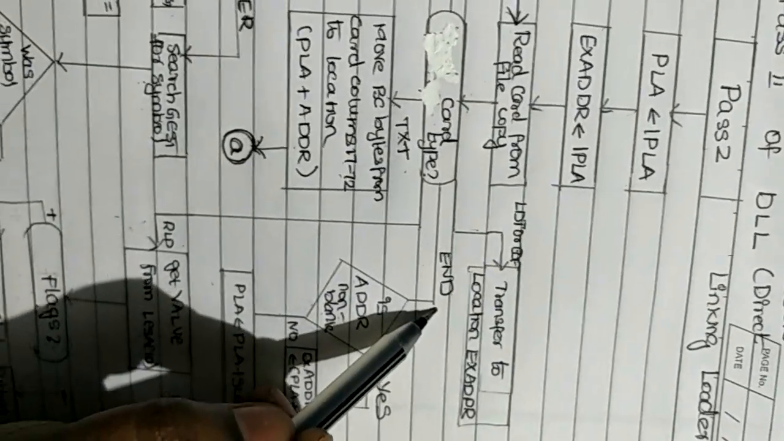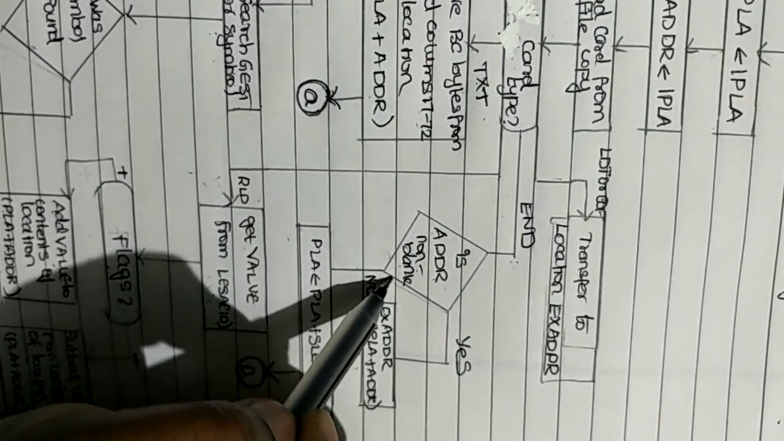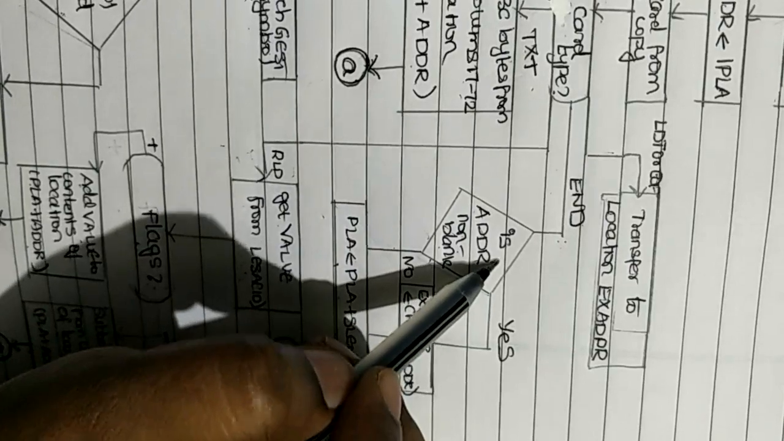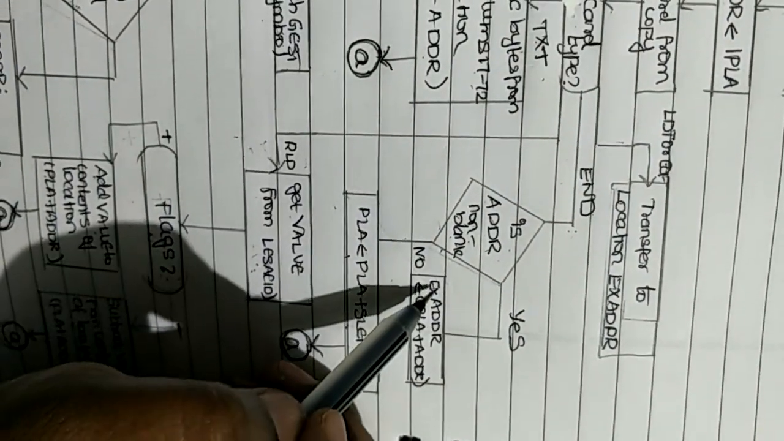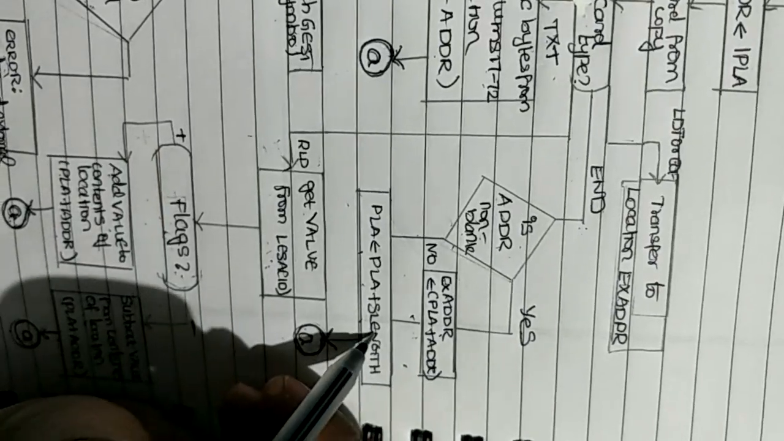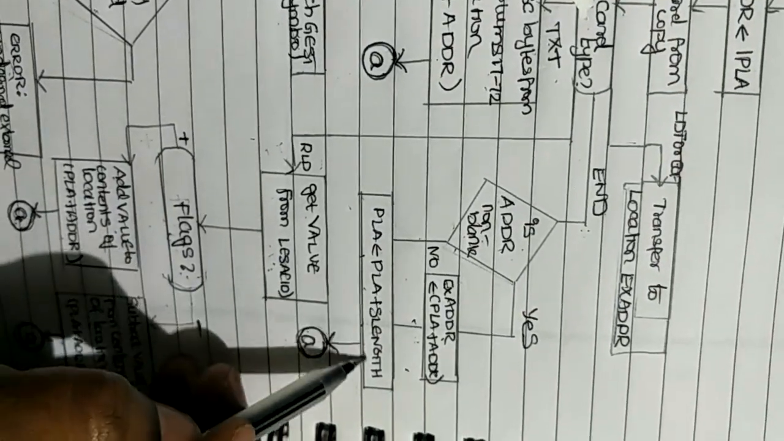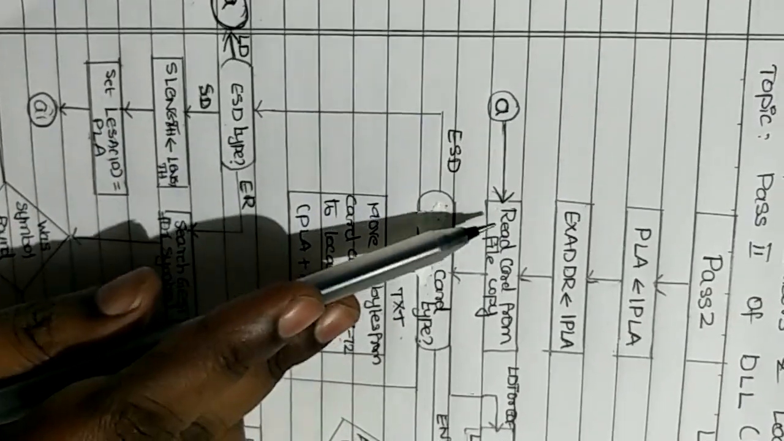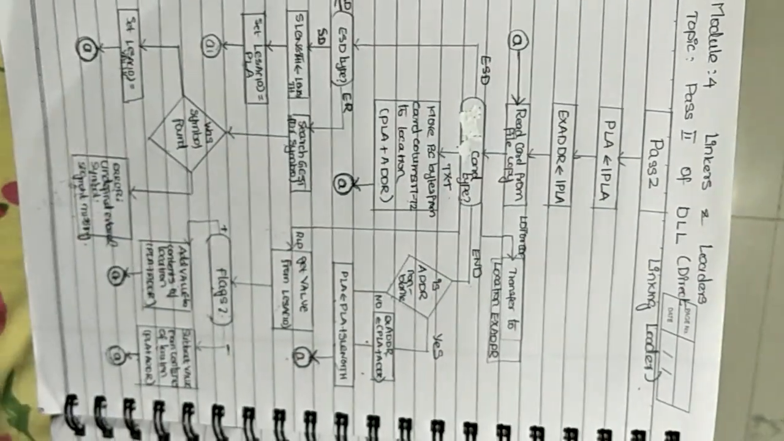Now what happens when we go for an END card? If the address is non-blank, then we add the S length to PLA. If the address is blank, then we set EXADDR equal to PLA plus ADDR. And anyhow at the end we add the segment length along with the PLA. So again it goes to read the card type. That is the end of pass 2 of DLL.